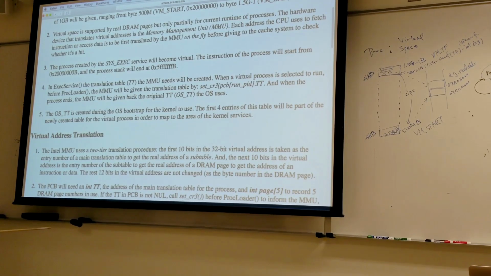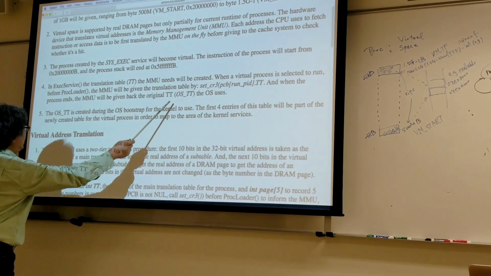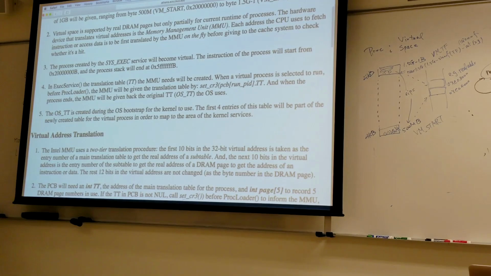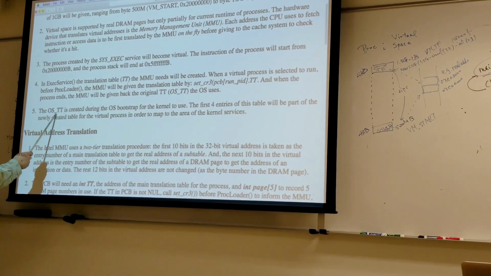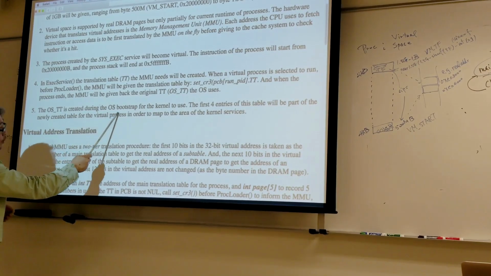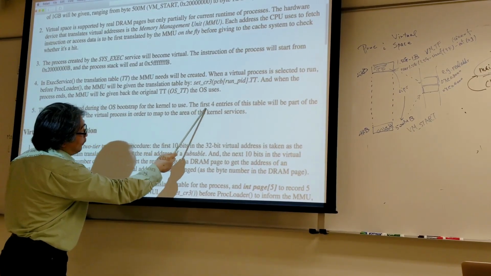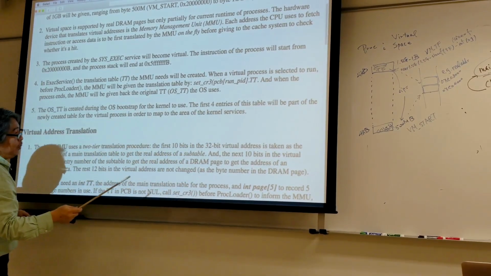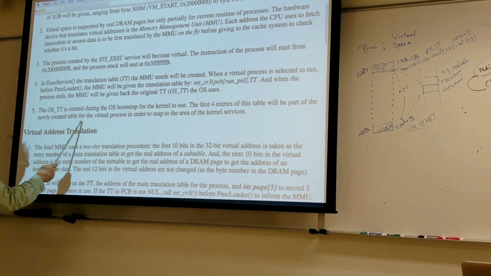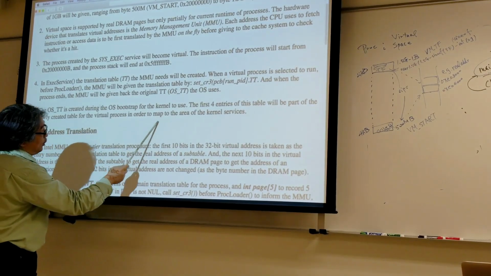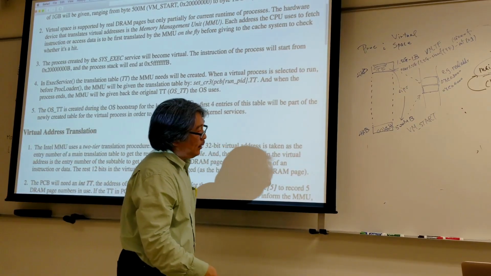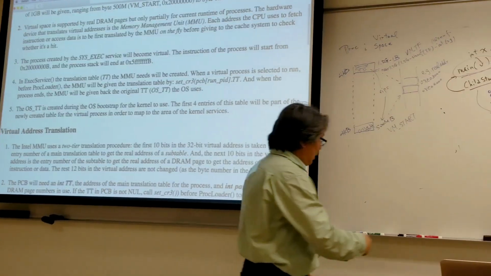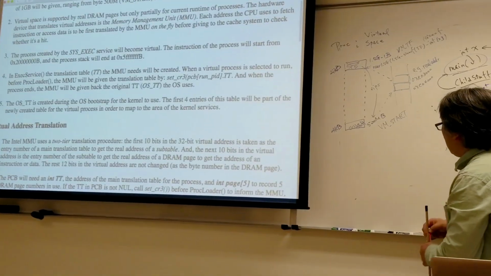So we switch the table back to the OS translation table at the end of the exit service and the wait child service. Number 5, the OS translation table is created during the OS boot drive for the kernel to use. The first 4 entries of this table will be part of the newly created table for the virtual process in order to map to the area of the kernel services. That's kind of like we said, the API call and the actual service code call.